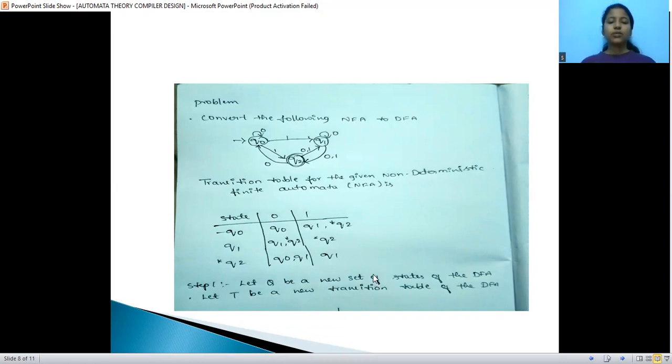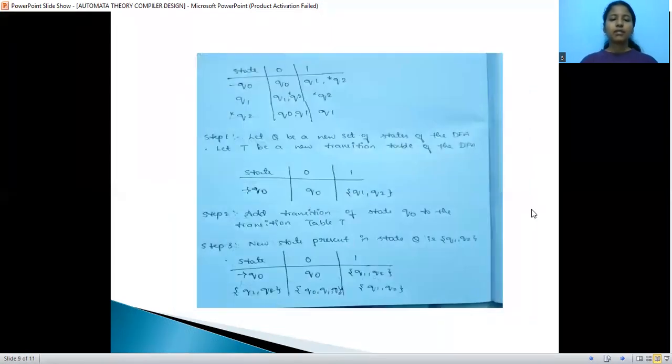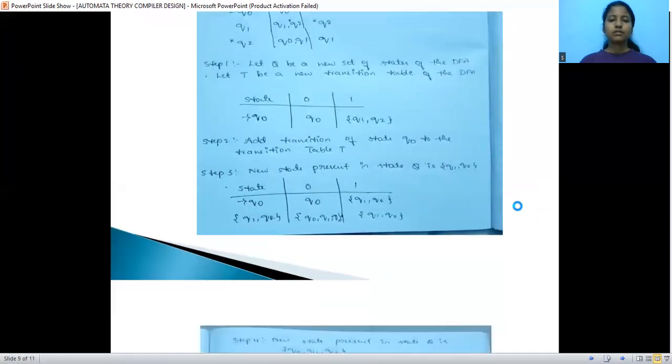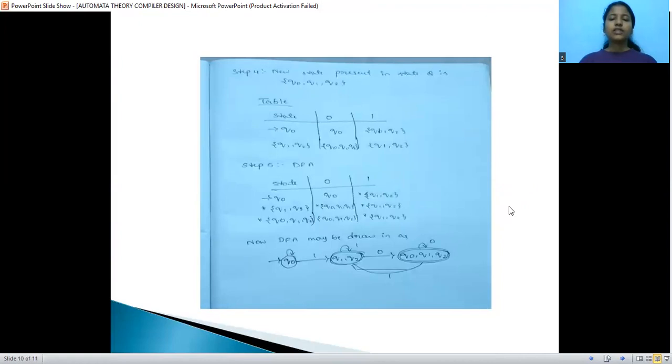Let Q be the new set of states of the DFA. Let T be the new transition table for the DFA. Add the transition of Q0 to the transition table T. The new state present in Q is Q1 and Q2. Step 4, the states present in Q are Q0, Q1, Q2.